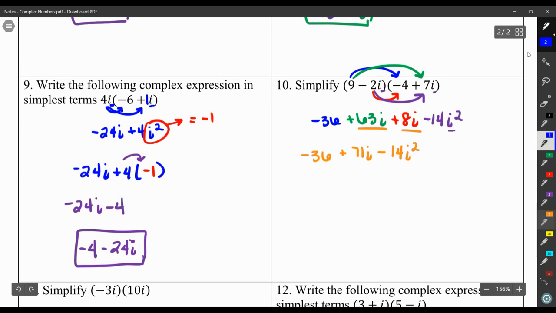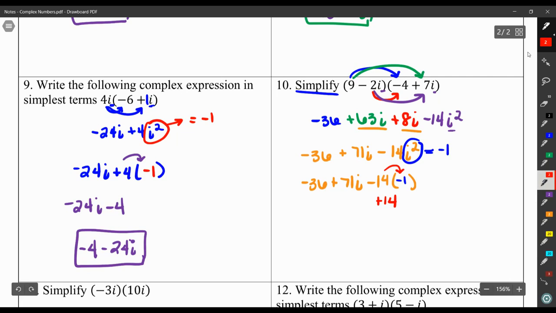Now make sure you don't leave it this way because you want to simplify. Well, this is not as simple as it can go. I know that i squared is not actually an i. i squared is actually equal to negative 1. So what we can do then is make this a little simpler by getting rid of one of our i's. So we're going to simply replace i squared with negative 1 and then continue to simplify. So negative 14 times negative 1 is a positive 14.